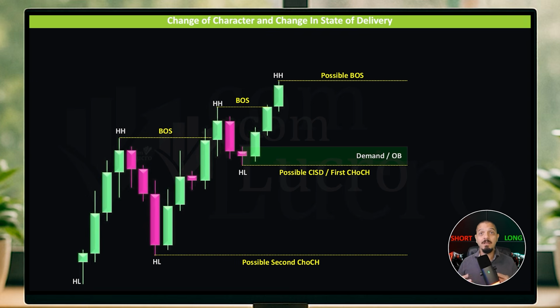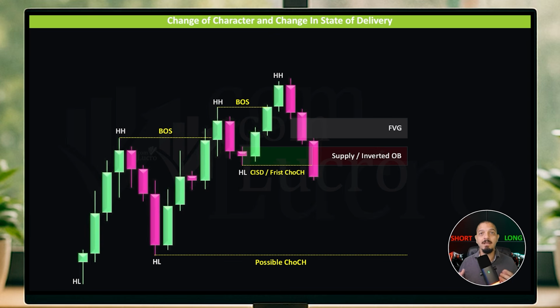At this stage, the structure still appears bullish, and after a short-term correction, price would normally be expected to continue pushing upward. However, if price suddenly shifts behavior and delivers a strong bearish move, closing below the demand area and invalidating the prior bullish delivery, this condition is known as a change in the state of delivery.